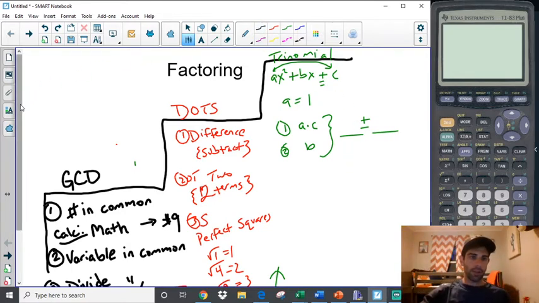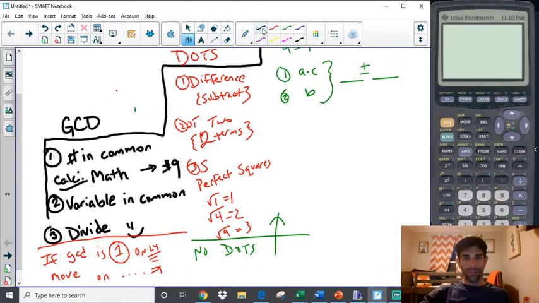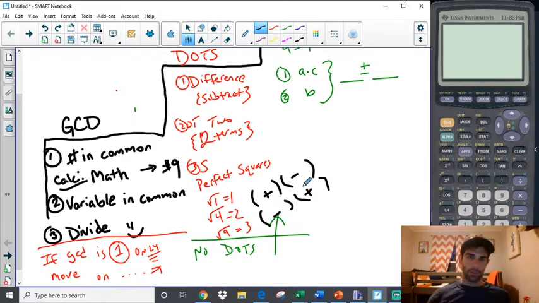Go back to DOTS for a second. All DOTS questions, well, difference of two squares, are always going to be set up with two parentheses with a plus and a minus, or it could be a minus and a plus, just different signs. So all of your signs are going to be there. So there are all your notes.